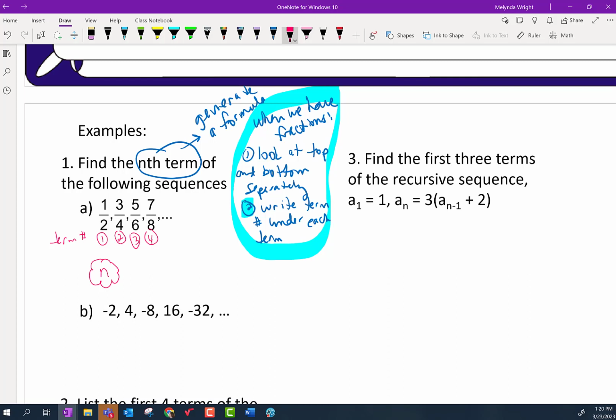If I put a 1 in it, I get a 2. If I put a 2 in it, I get a 4. If I put a 3 in it, I get a 6. A 4 in it, I get 8. What pattern would that be? Times 2, right? It would be n times 2. So we're going to start by looking at the denominator, because that one was a bit easier to work with. So I've got my fraction, and I know the denominator is 2n, because when I put the term number in, it generates the proper numbers in the bottom.